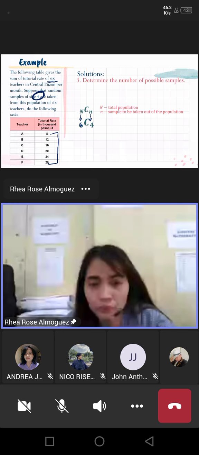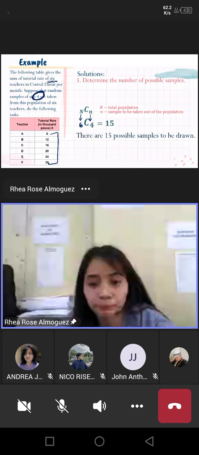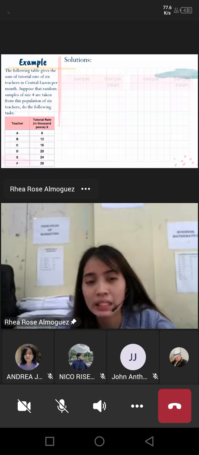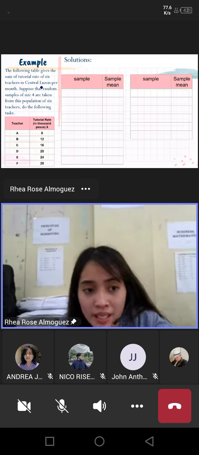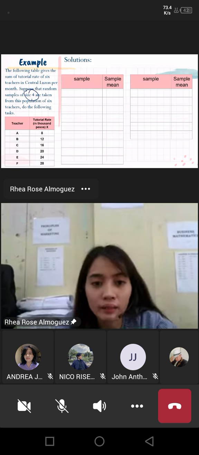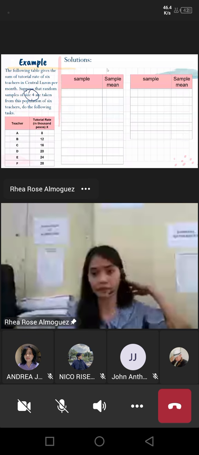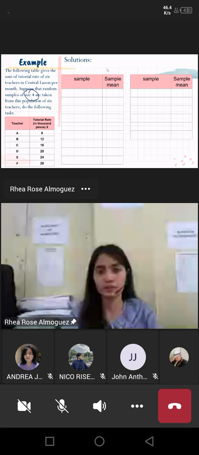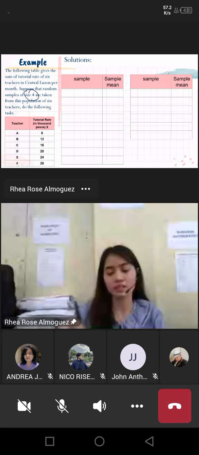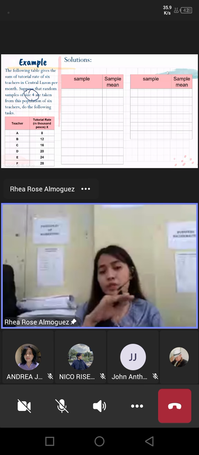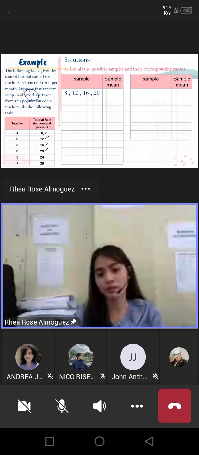So after that, we will enumerate those 15 na sample. Since 4 yung sample size natin, ilan yung i-combine natin? Yes, Brent. 4 po, ma'am. Okay, 4. So yung first natin, we have here 8, 12, 16, 20. I-pair mo muna si 8 sa lahat. Then 8, 12, 16, 24. 8, 12, 16, 28. 8, 12, 20, 24.